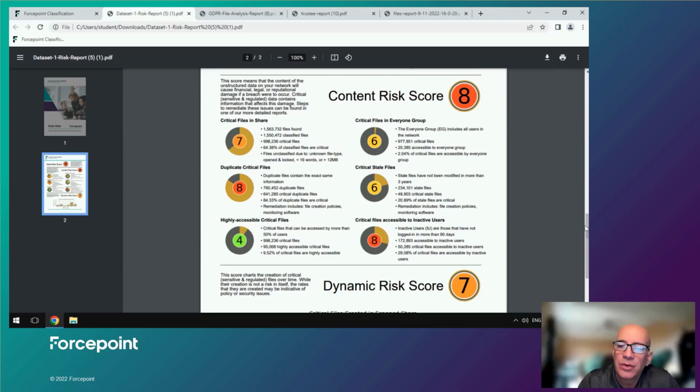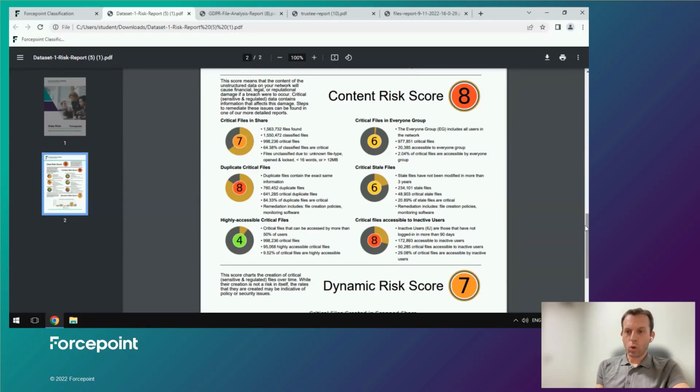What is the everyone group, and is it always called the everyone group? The everyone group is an internal group. It should actually include all the users in my organization. So if there is some file which is accessible by all of the users, it will be owned by the everyone group, and we can easily filter and create a report based on that.